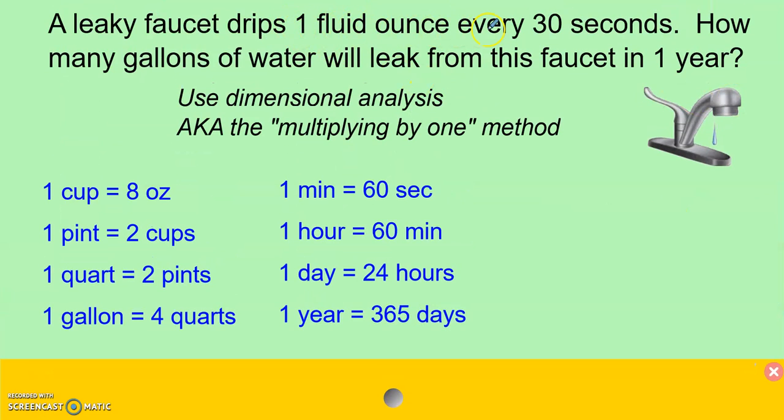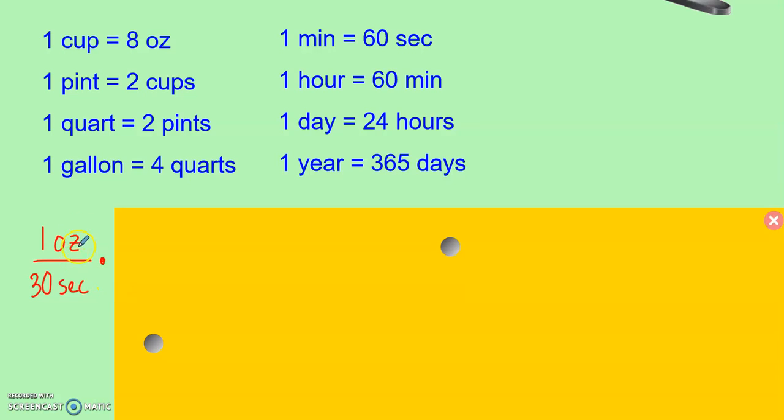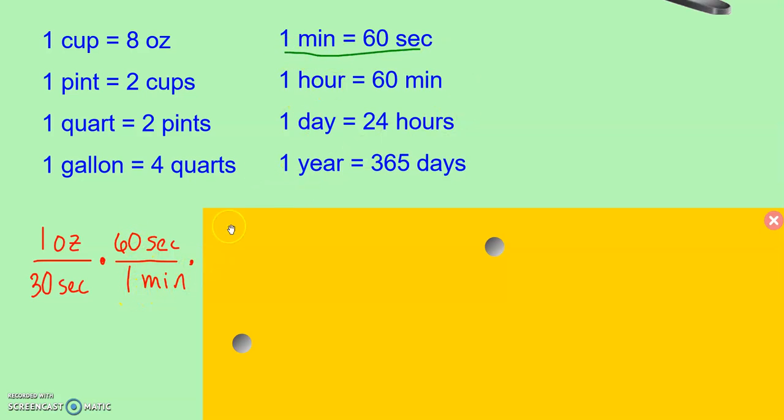So I start by writing this as a ratio, the information I'm given. The ounces every 30 seconds, so I start with that fraction, 1 ounce every 30 seconds. But then I'm going to use these conversion factors to convert. So I multiply it by 60 seconds over 1 minute, because 1 minute is equal to 60 seconds, and I want seconds on the top, so it will cancel with this seconds on the bottom, and that will convert it into minutes.